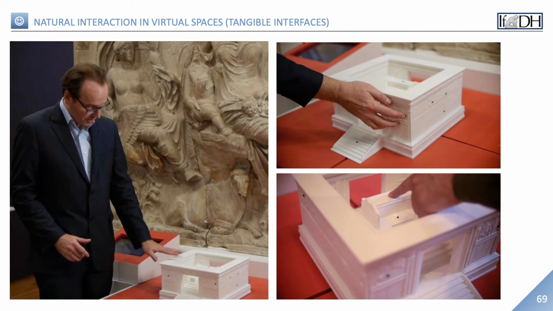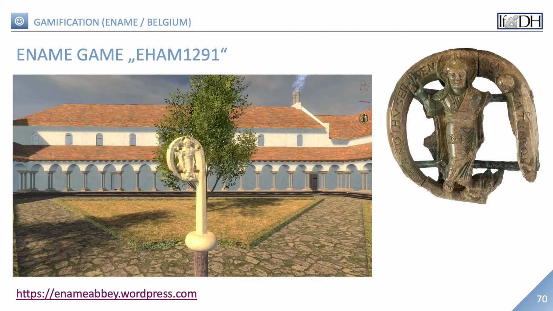Thus, the topic of natural interaction in computer-simulated worlds has meanwhile become an independent field of research. The immersion of the user in the virtual world can also be achieved through game elements. The ivory crozier of Ename, an outstanding masterpiece of Flemish Romanesque art, broke at some point and was carefully repaired. This repair forms the background for the educational game Eham 1291, in which the user is to learn to understand the symbolism of the bishop's staff.